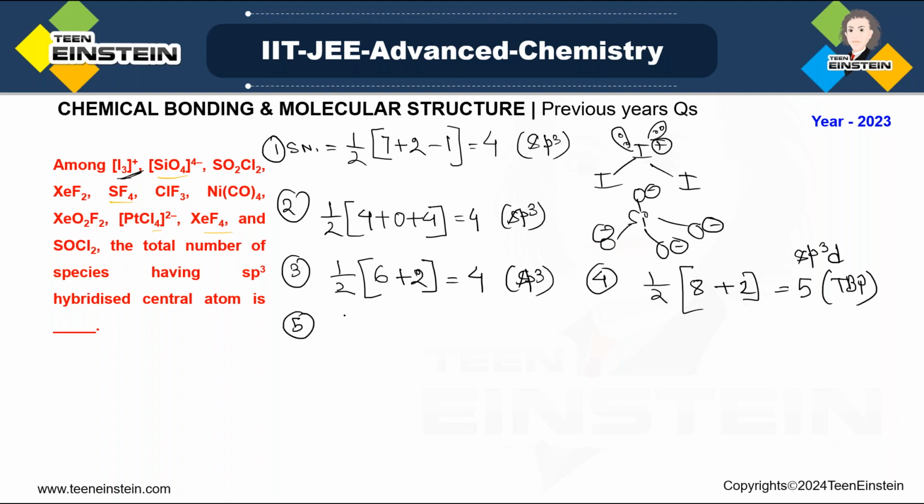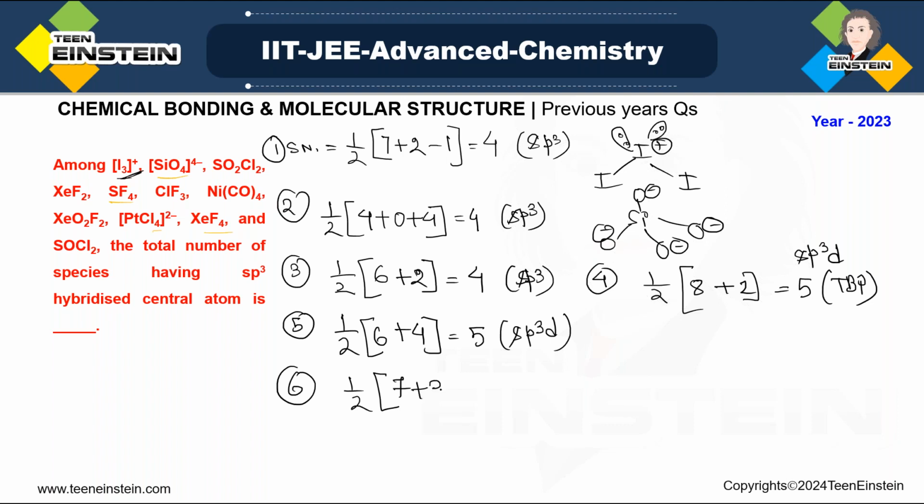Now what about the next species, which is SF4? Again sulfur 6, 4. That means it is 10 by 2. It is 5. That means TBP, and it is sp3d hybridization. Okay. And next we have number 6, which is ClF3. Now for ClF3, chlorine will have total 7 electrons, and fluorine, 3 fluorine monovalent atoms, 5, sp3d.